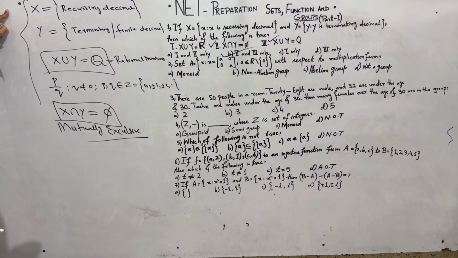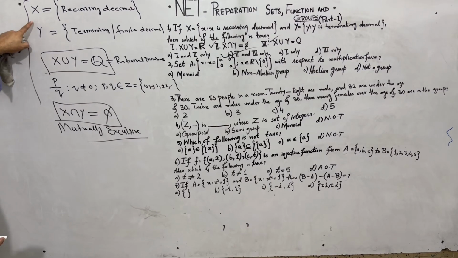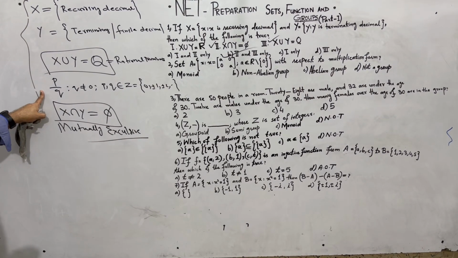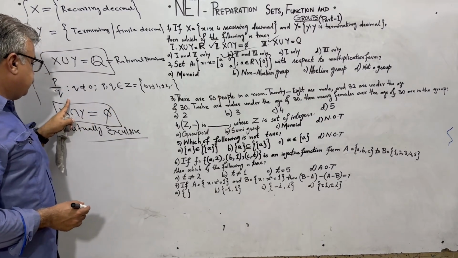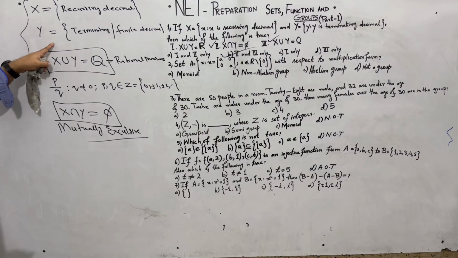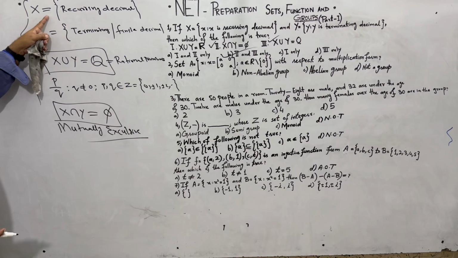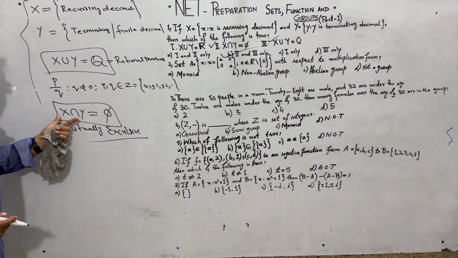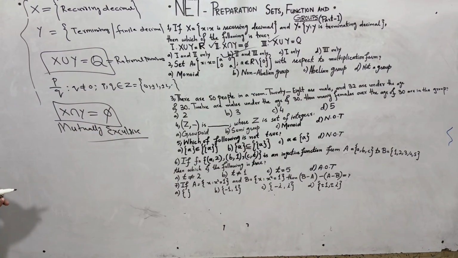A recurring decimal is also known as a rational number. A terminating or finite decimal is also known as a rational number. If we simplify, write them in P over Q form, we get P over Q, where P, Q belong to Z and Q does not equal 0. Either we are given a fraction which, simplified, gives a recurring or terminating decimal. That is the definition of rational numbers. In that case, recurring and terminating, their intersection is the null set, while their union is the whole set of rational numbers.